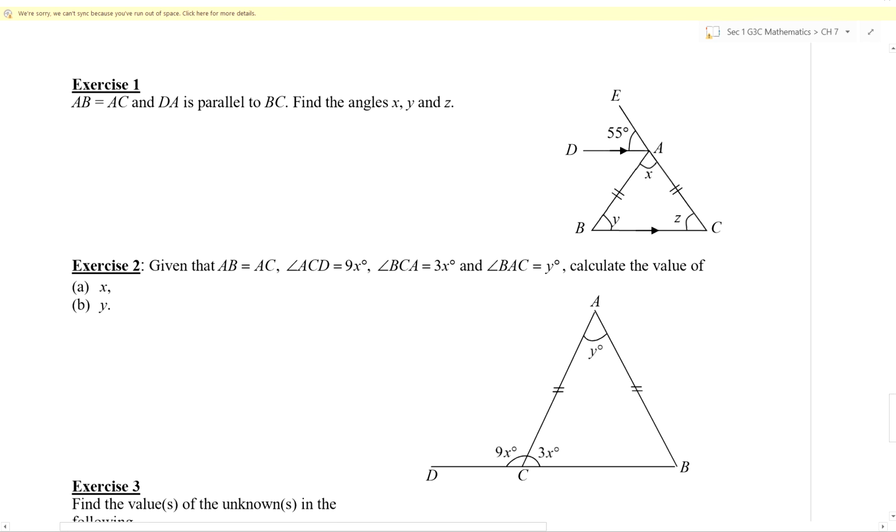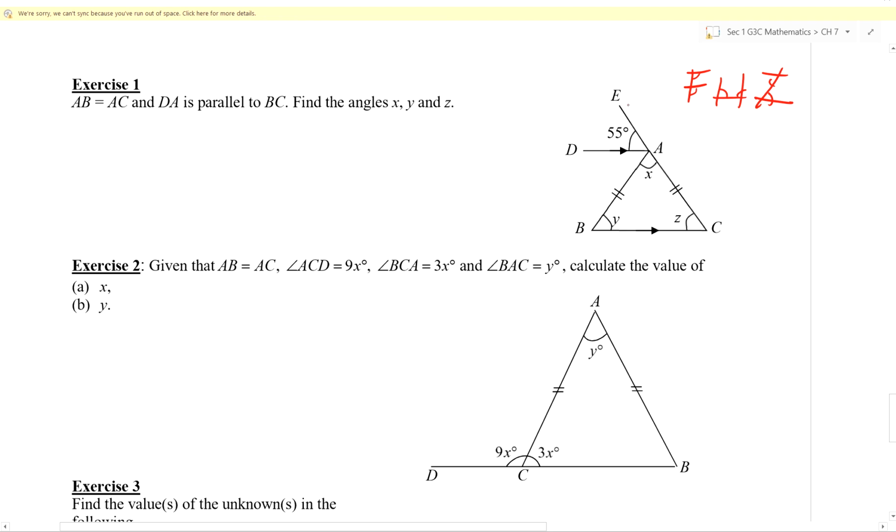Okay, let's try exercise 1 now. We've got AB is equal to AC. Quickly we know that this is an isosceles triangle. And we also know that DA is parallel to BC. So we know that we are going to be using either our corresponding angles, our interior angles, maybe our alternate angles. Now find the angles X, Y, and Z.